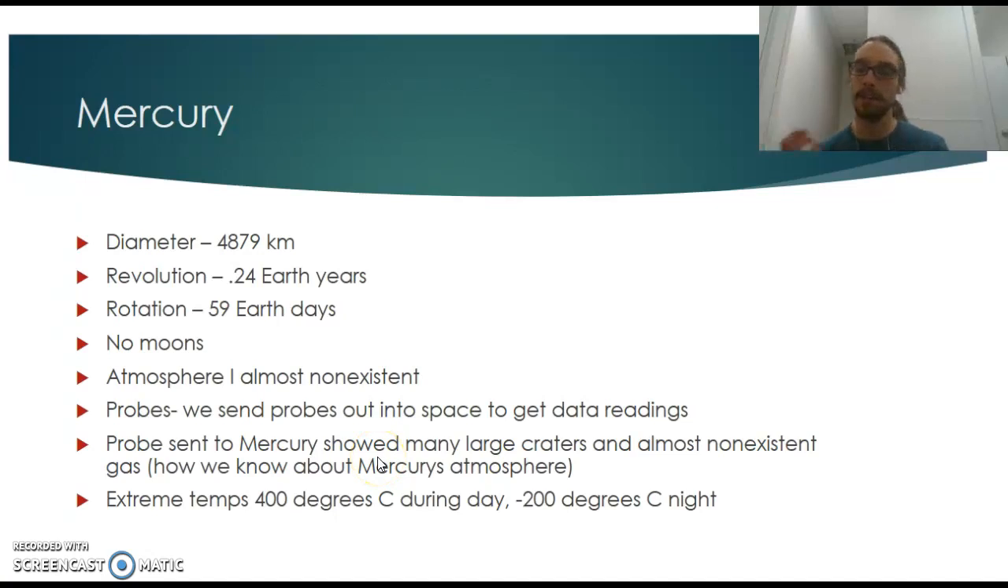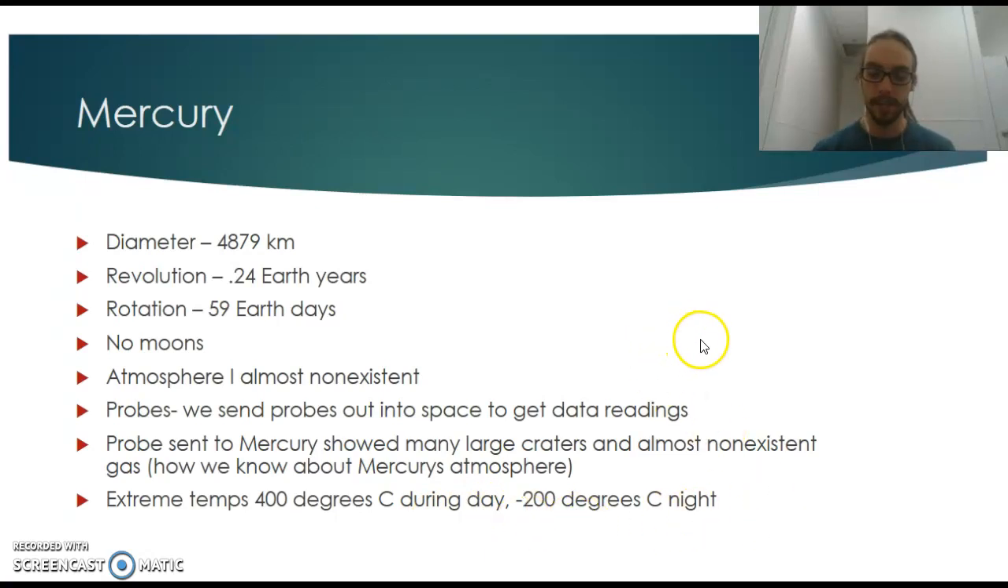Since it has a lot of craters, that means that there's nothing really there to stop the meteoroids from impacting the land. Earth has a really awesome atmosphere that stops meteoroids from turning into meteors and smashing into us. It only happens once every like 65 million years, and even longer than that sometimes. So Mercury has extreme temps because of this lack of atmosphere and the proximity to the sun. During the day, it's about 400 degrees Celsius on the surface, and during the night, it's about negative 200 degrees Celsius.